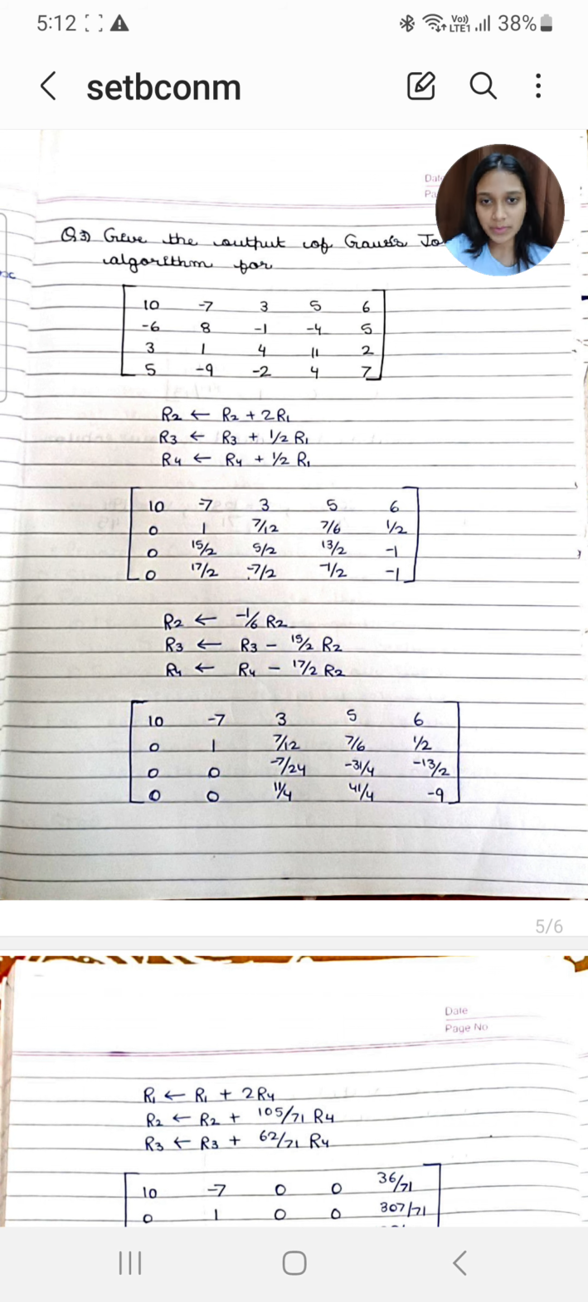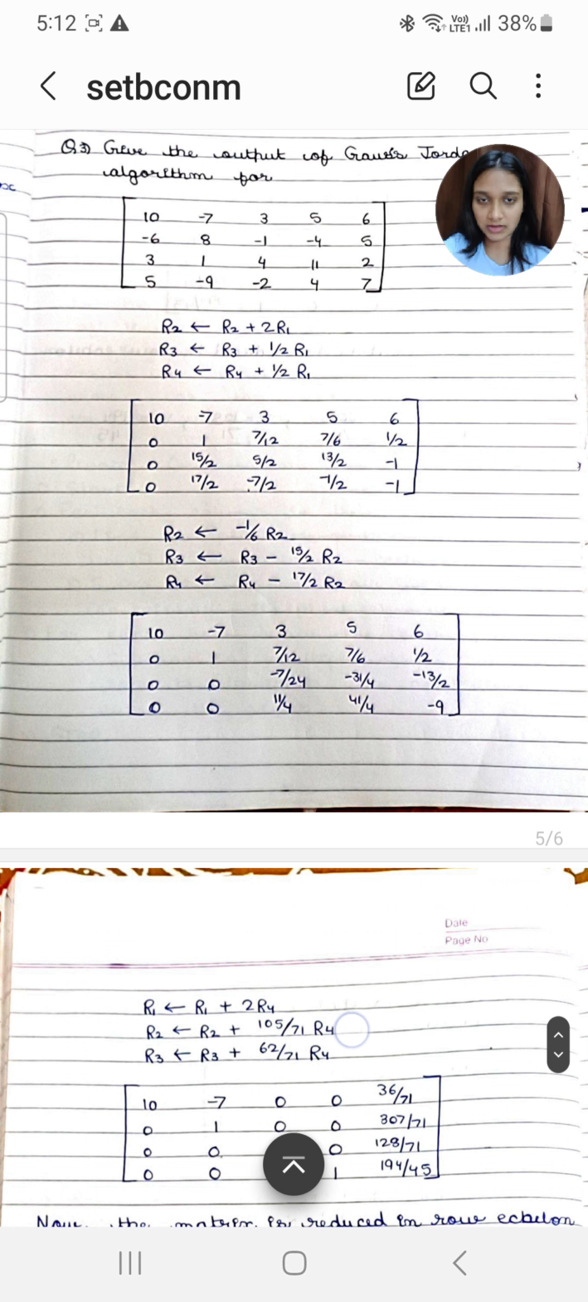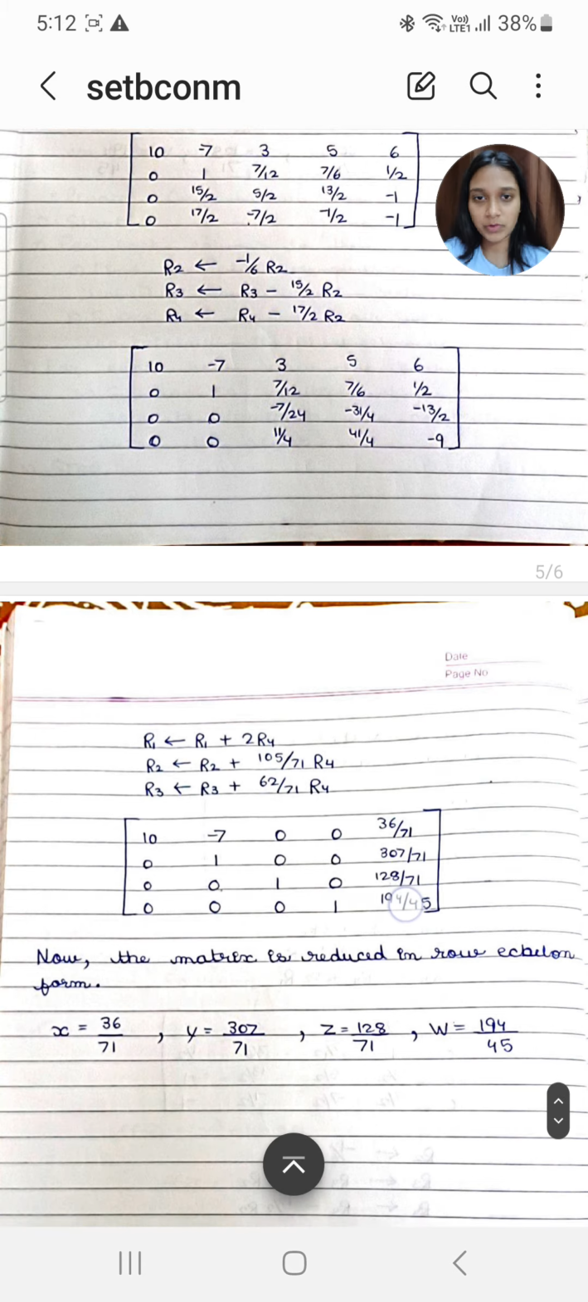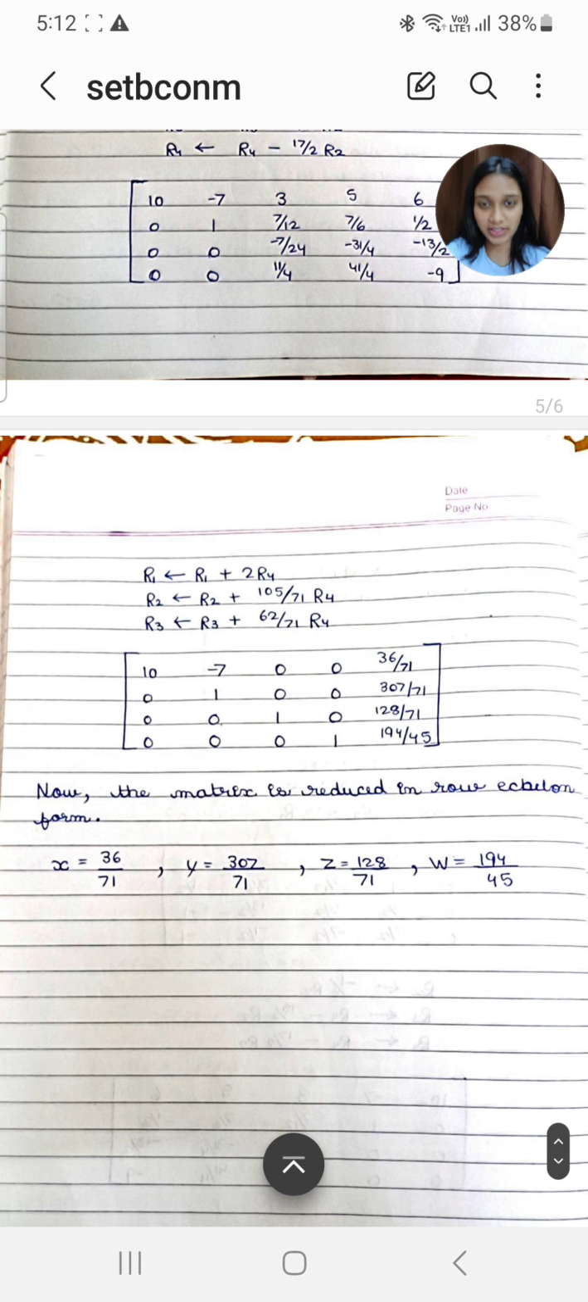So in the first step, we have done R2 = R2 + 2R1, R3 = R3 + 1/2 R1, and R4 = R4 + 1/2 R1. We will apply these formulas and we would get the next matrix. Now we would apply R2 = −1/6 R2, R3 = R3 − 15/2 R2, and R4 = R4 − 7/2 R2. Again we would apply these formulas and we would get the next matrix.